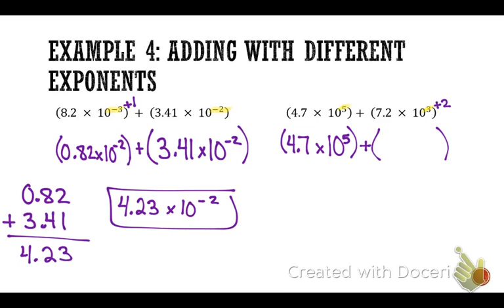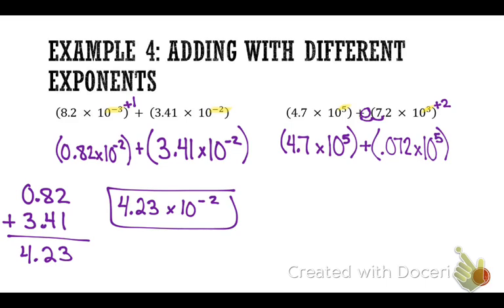Which way? To the left. I move it left 2 places: 1, 2, and now I need a 0 placeholder. So it's going to be 0.072 times 10 to the 5th power.